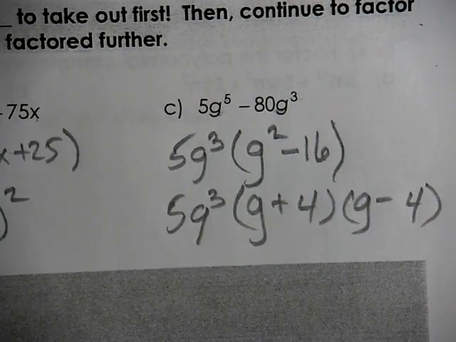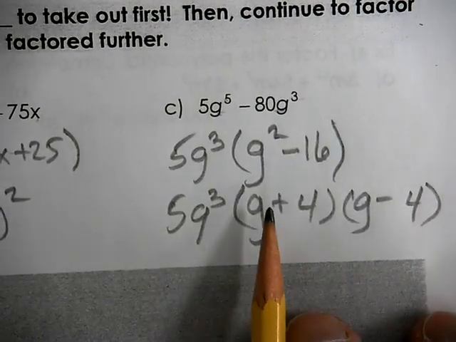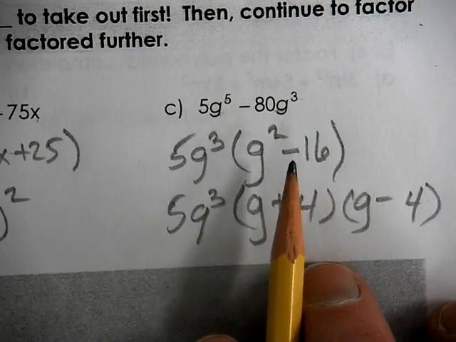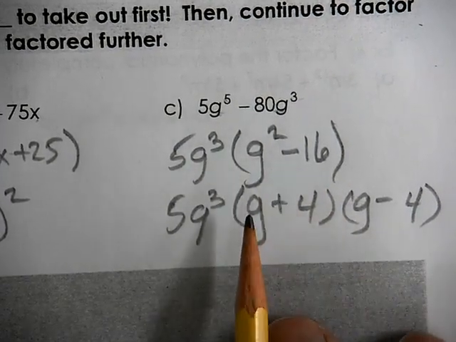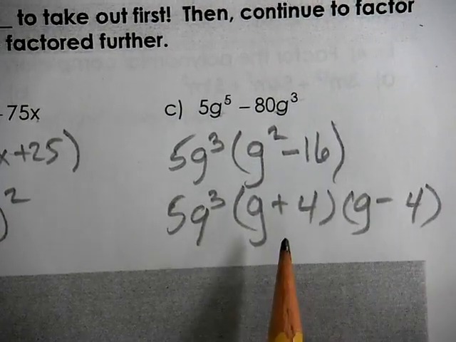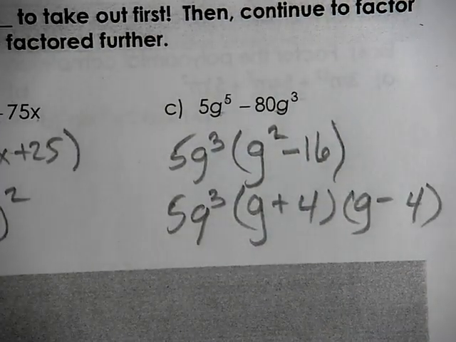This is the difference of 2 squares. These are conjugates of each other. If you FOIL this together, you get a 0 for the middle term. There's only 2 terms because the middle term is 0g. Negative 4g, positive 4g gives you 0g for the middle. That's fully factored.